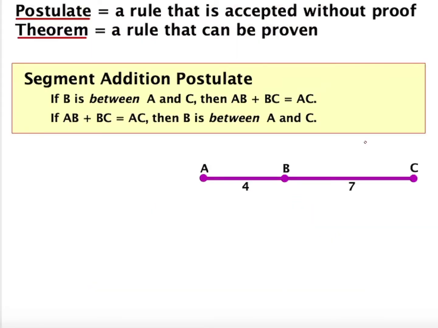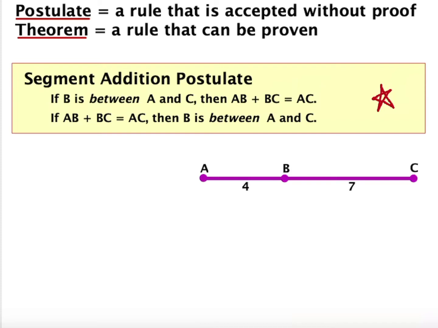Our big exciting thing for today's lesson is that we're learning our first postulate. And we're going to gain a lot of those this year, but this postulate is called the segment addition postulate. By the way, a postulate is just a rule that's accepted without proof. Postulates are kind of obvious. Later we'll talk about theorems, which are rules that we can prove. But this postulate, I think you'll agree with it once we figure out what it says.